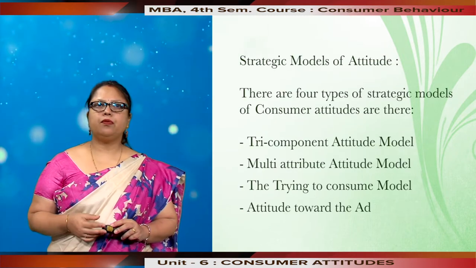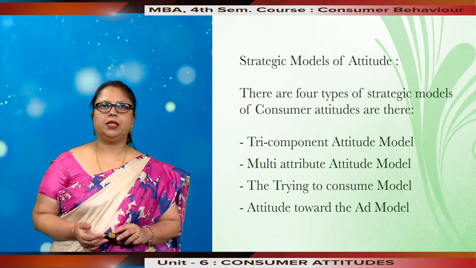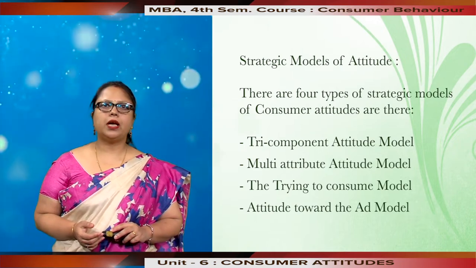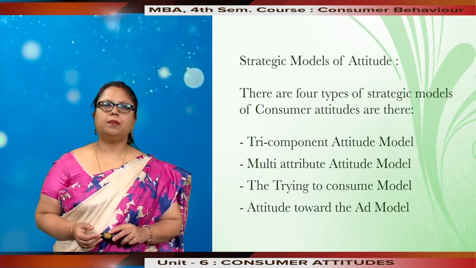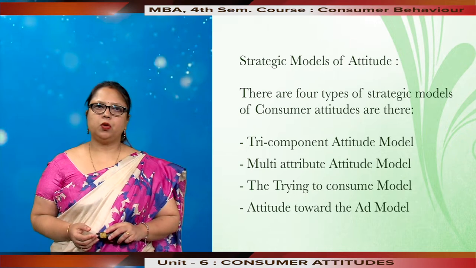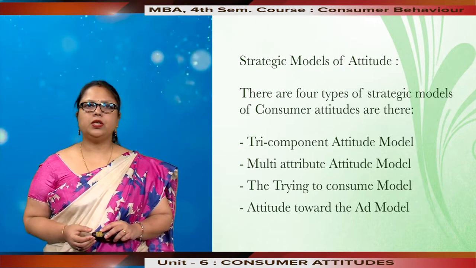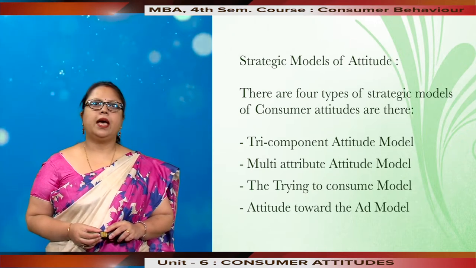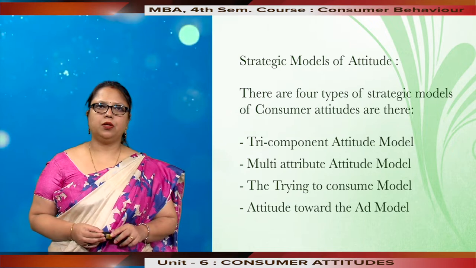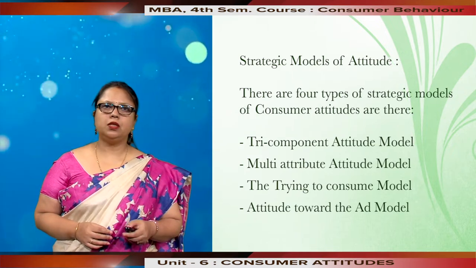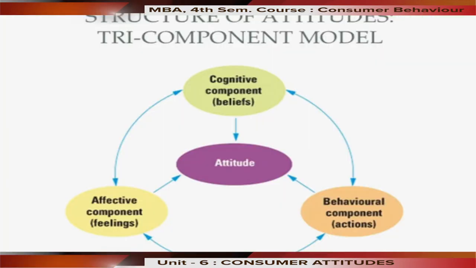There are basically four strategic models of consumer attitudes, which are the tri-component attitude model, the multi-attribute attitude model, the trying-to-consume model, and then the attitude towards ad model. So we will be discussing these models one by one. First we will go to the tri-component model.